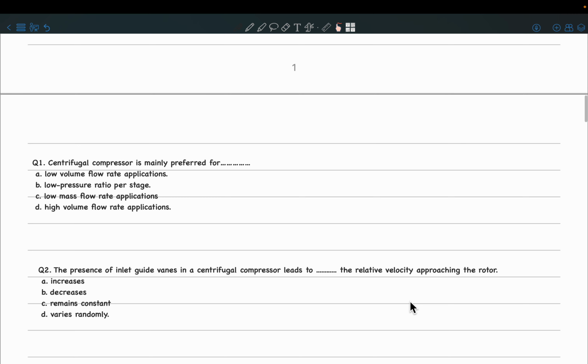Okay, so now you can answer the questions. First question is, centrifugal compressor is mainly preferred for what type of pressure ratios or what type of applications? What is the answer here?